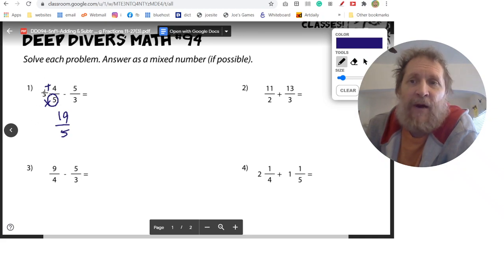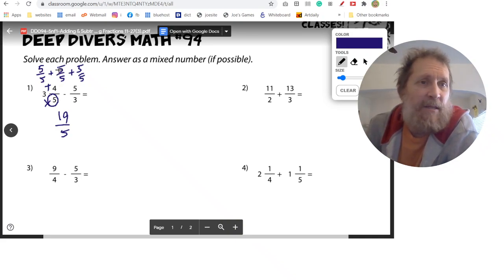I do that because each whole number is like 5 fifths, right? I can write 1 as 5 over 5. So if I have 3, that's like 5 over 5 plus 5 over 5 plus 5 over 5. That's 1 plus 1 plus 1. Well, that could take me a long time if I'm adding each of those up. The shortcut is it's like, oh, that's 3 times 5 over 5. I get 15 over 5. Then I add it to this 4 fifths. So 15 fifths plus 4 fifths gives me 19 fifths. So that's how I got that.